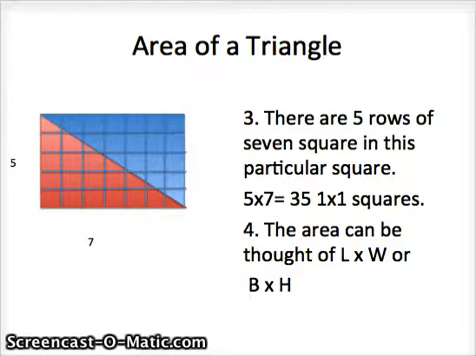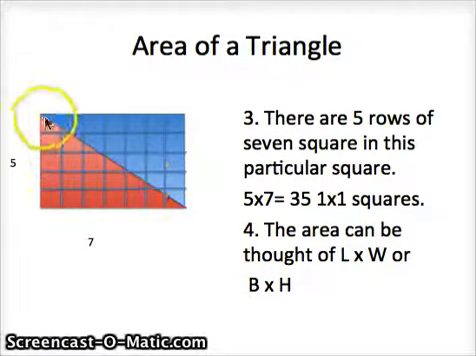Making the triangle a square helps us see the 1 by 1 squares that a rectangle or a square are made up of. So in this particular example, there are 5 rows of 7 squares. So 5 times 7 is 35. So there are 35 1 by 1 squares in this shape.